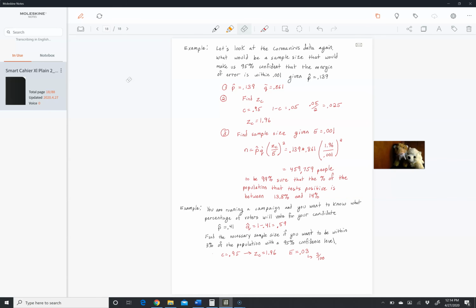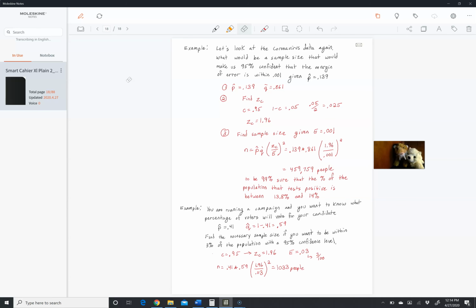Okay, so what's our sample size? n is going to equal p-hat, which is 0.41, times q-hat, which is 0.59, times 1.96 over 0.03, squared. And what this tells you is that you need to ask 1,033 people.